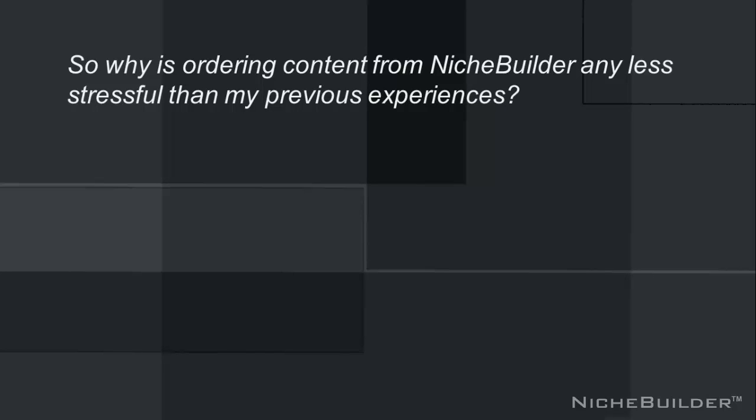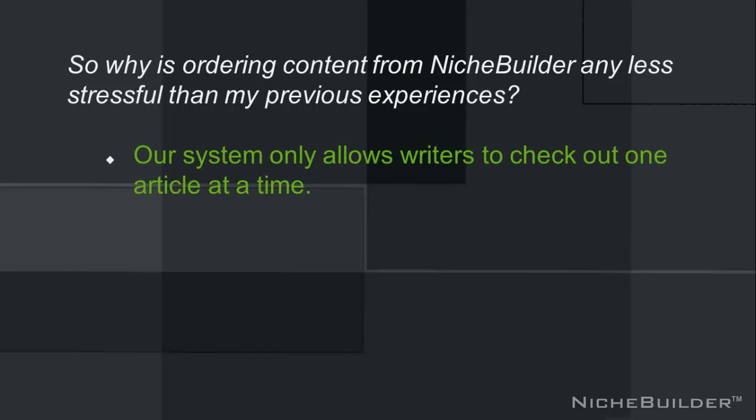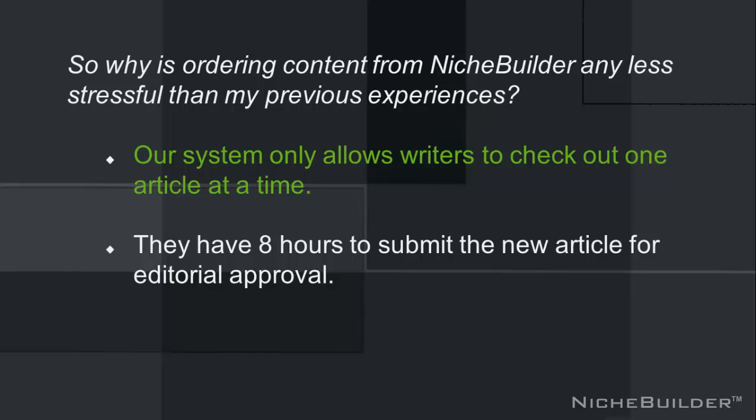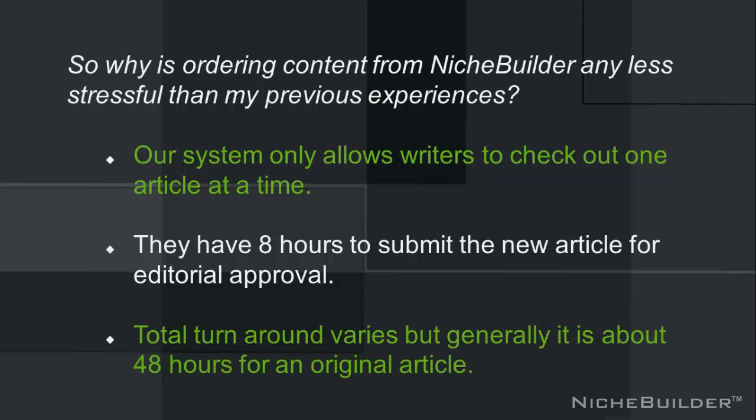So why would ordering content from NicheBuilder be any less stressful than your previous experiences? And that's a great question. Here's the part that lets me sleep at night. Our system only allows writers to check out 1 article at a time. Once assigned, your writer only has 8 hours to submit the new article for editorial approval. As soon as your article is picked up by one of our writers, it will be back in our system awaiting editorial review within 8 hours. Total turnaround varies, but generally it's about 48 hours for an original article.